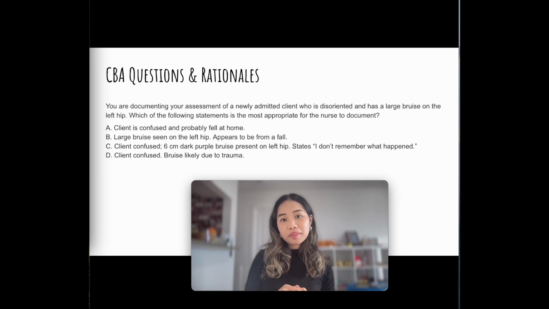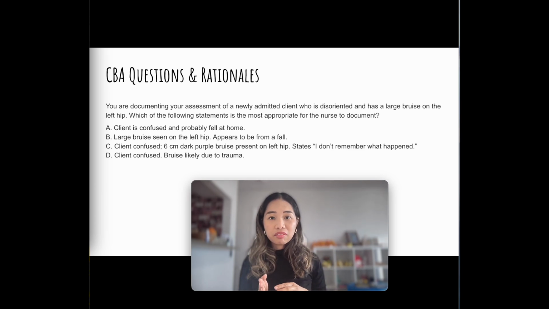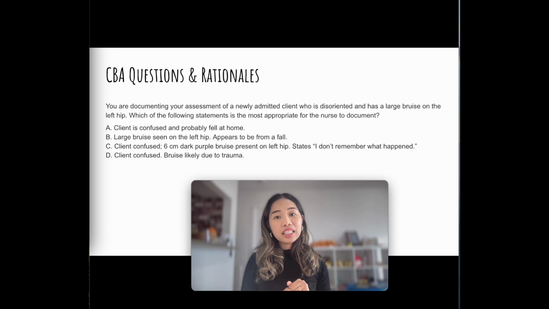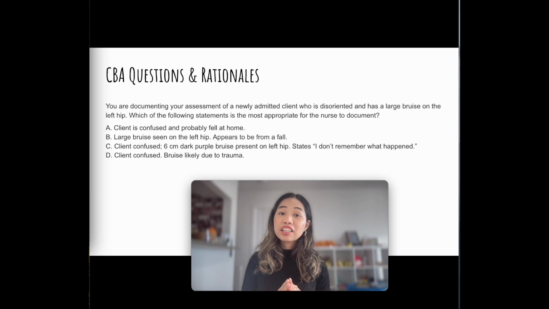And here's my test tip for you. In documentation questions, never assume or interpret. Instead, only document what you observe and also what the client states. So you have your objective data and your subjective data. Also avoid words such as appears, likely, or probably, as those are judgmental words that you shouldn't be using when you are documenting or charting.